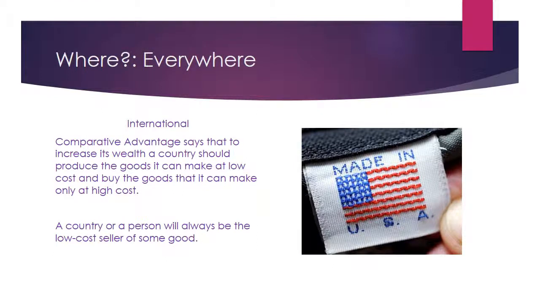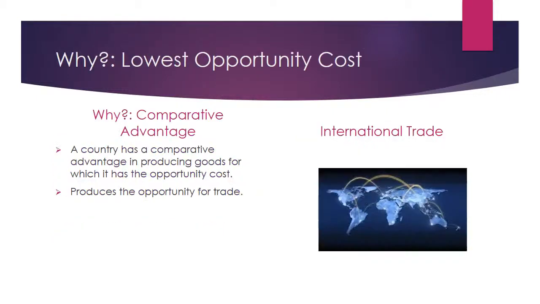And where is this taking place? This is taking place everywhere. This is something that goes into the international level. Comparative advantage says that to increase its wealth, a country should produce the good it can make at low cost, and buy the goods that it can make only at higher cost. A country or person will always be the low-cost seller of some good.